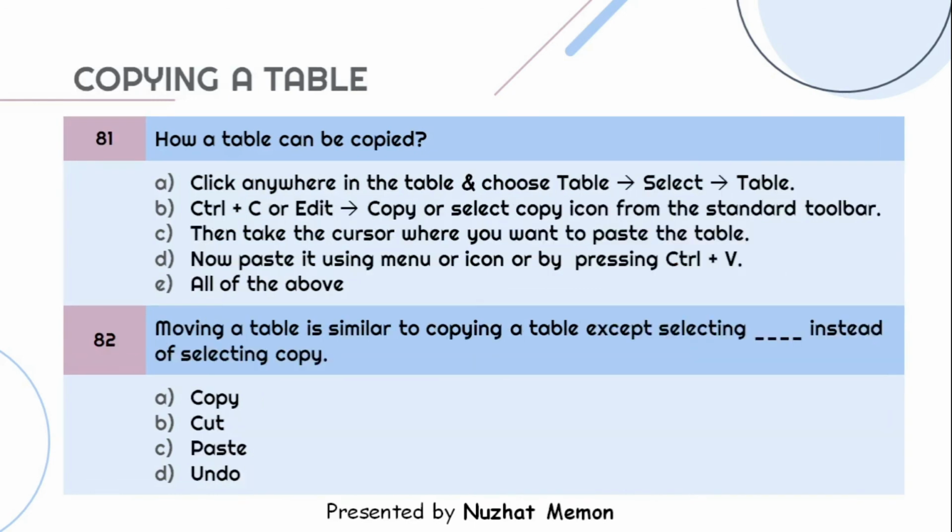81. Copying a table. Now how to copy a table? All of the above. That means click anywhere in the table, choose table, select table. First of all, you have to select table. Then you have to go for Ctrl+C, or you can go in edit menu, copy, or select copy icon from the standard toolbar. Then take the cursor where you want to paste the table. Now paste it using menu or icon or pressing Ctrl+V. So all of the above.